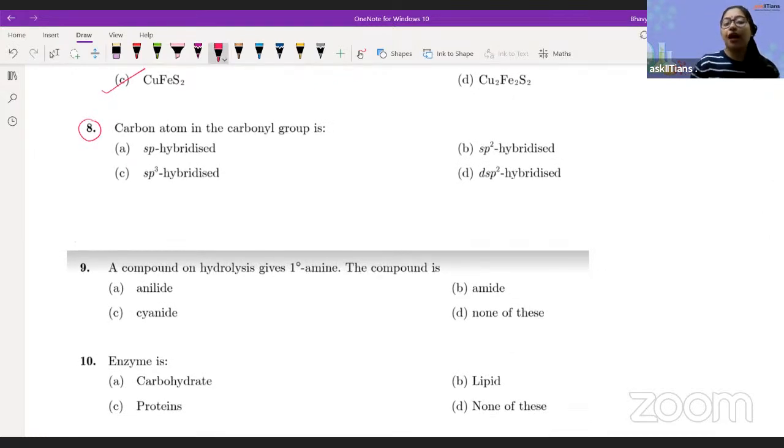Another question is: the carbon atom in the carbonyl is... The carbonyl group is C double bond O. If I talk about the carbon atom, there are 3 sigma and 1 pi bonds, so the hybridization is sp2. You're aware that with all 4 sigma bonds, it is sp3; 3 sigma and 1 pi, sp2; 2 sigma and 2 pi, sp.